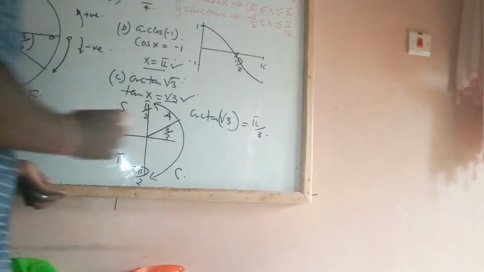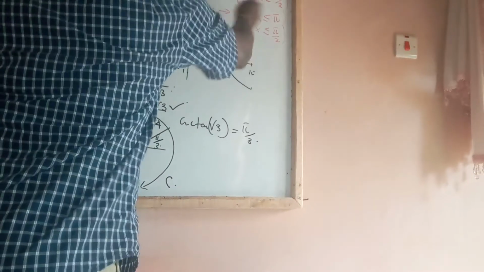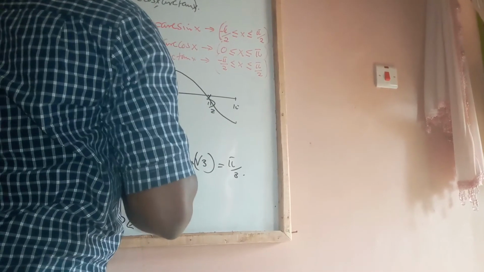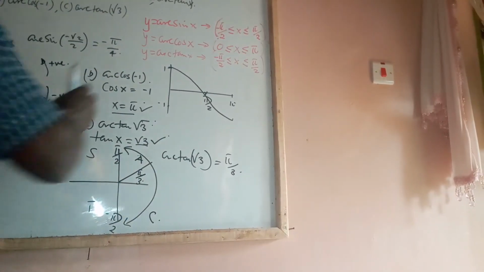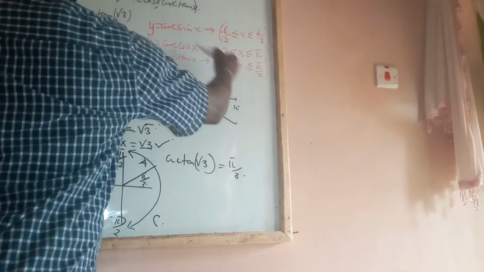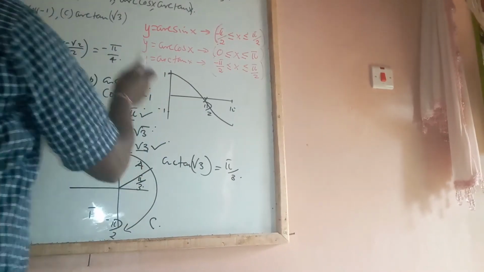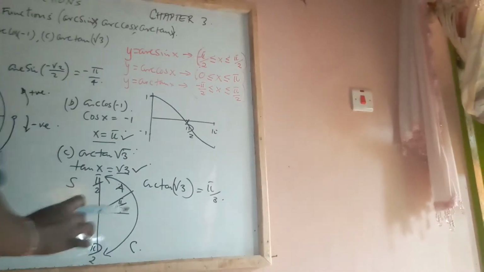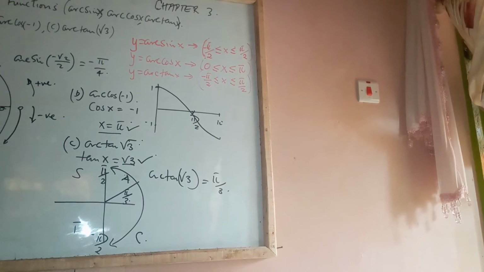So in other words, the arc tan of root 3 is pi/3. Please note these ranges, or these boundaries, are very important. These are the regions only where these functions have inverses. Beyond these boundaries, they don't have inverses.